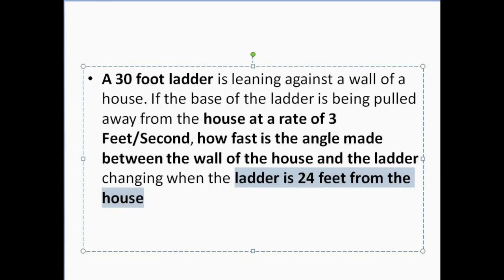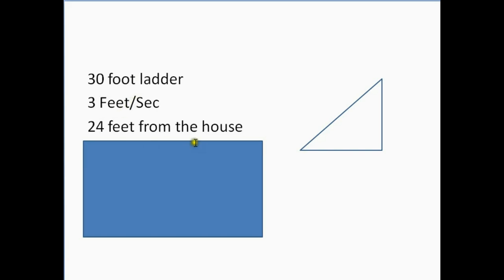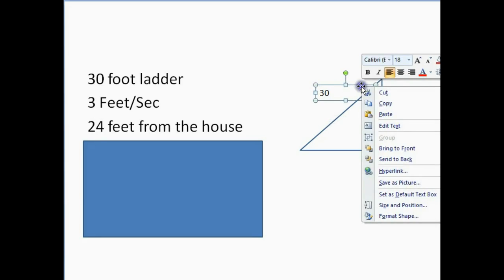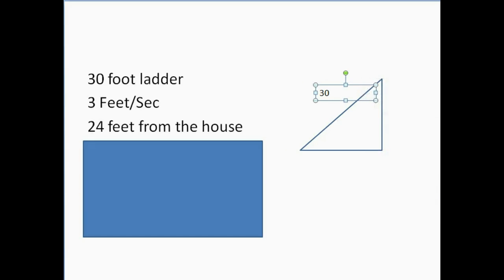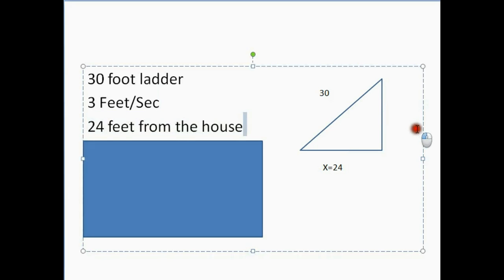Alright, so let's do a picture because it's really helpful. Here I've got the information pulled out. We've got our 30-foot ladder, which will be this value right here. Let me just stick a text box around that. So this is going to be 30. Over here, this is going to be our x, which is equal to 24 feet. What we don't know is this value right here, our y.